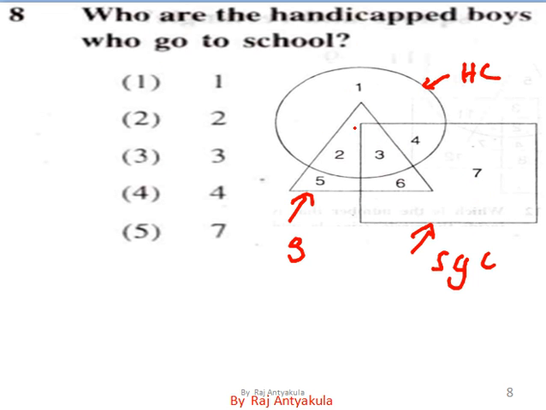So triangle represents girls, the remaining has to represent boys, right? So here 4 boys are going to school as well as handicapped, and 7 boys are going to school but they're not handicapped. The question is asking who are handicapped boys who go to school.